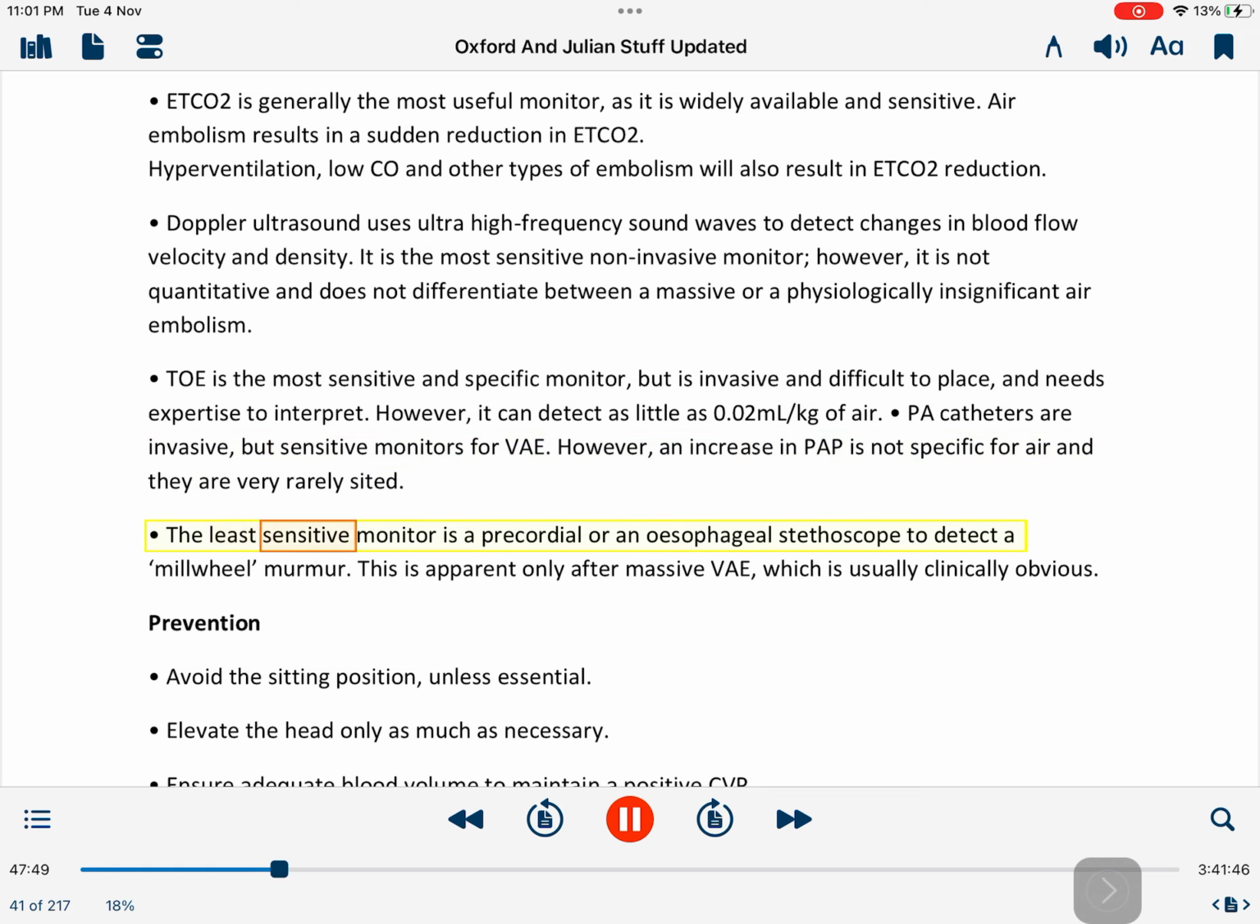The least sensitive monitor is a precordial or an esophageal stethoscope to detect the millwheel murmur. This is apparent only after massive VAE, which is usually clinically obvious.